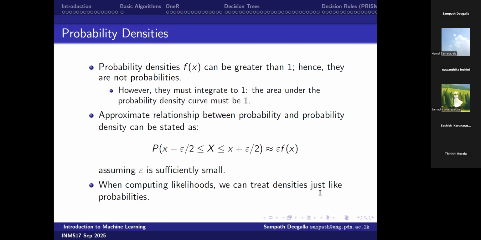Now, if you ask me why probability densities, probability densities can go beyond one. So they are not actually probabilities. But if you look at the approximate relationship between the probabilities and density, it's a very small fraction of that. So that is sufficiently small. Therefore, when you calculate the likelihoods, you can use density. So that's how we will actually use these values when you are calculating probabilities.